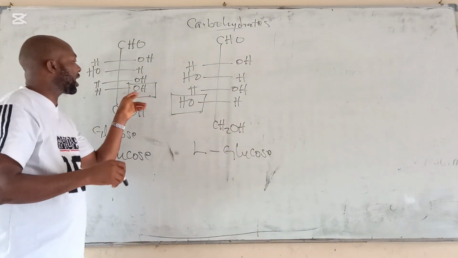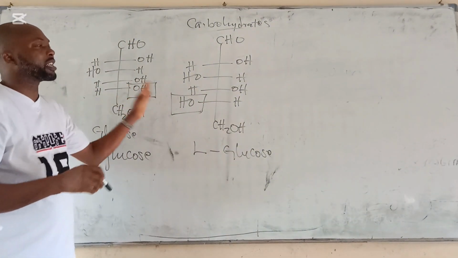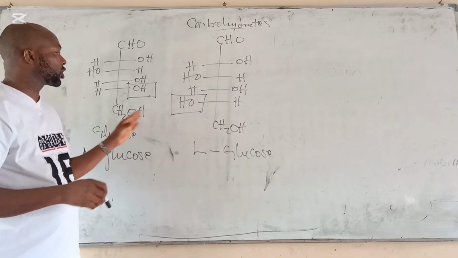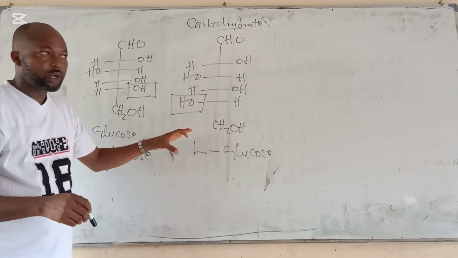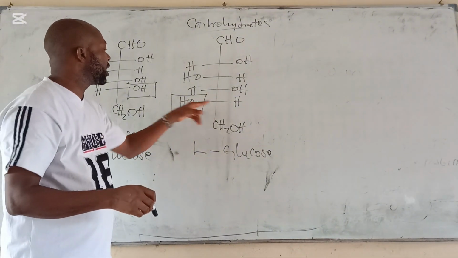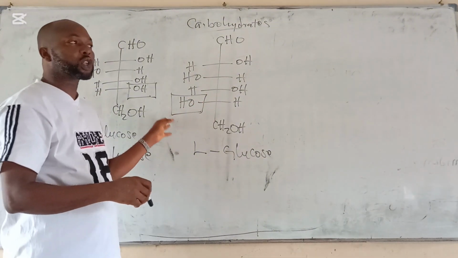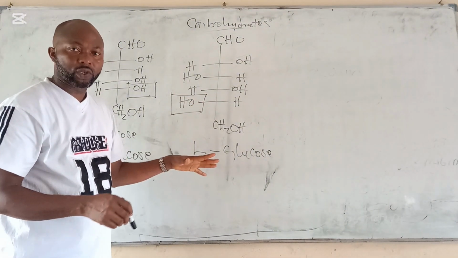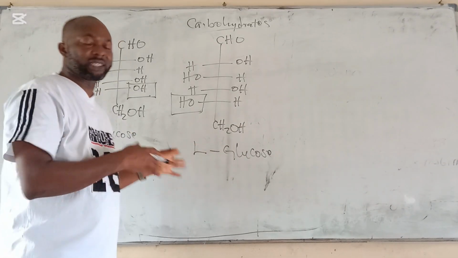Now, this second to the last OH is at the right. That is why it is called D-glucose. But in this other case, it's the same glucose, but the last OH is at the left. So it is called L-glucose. So this is as important as it is.